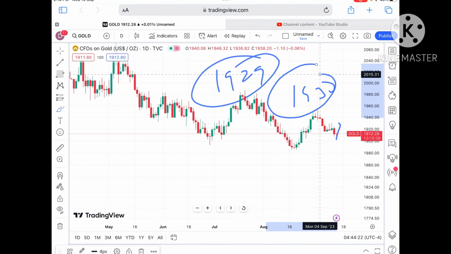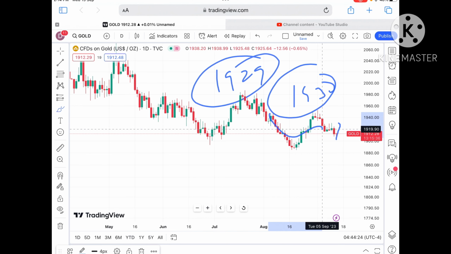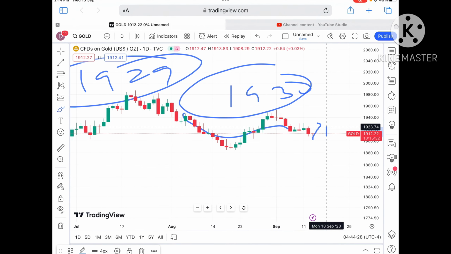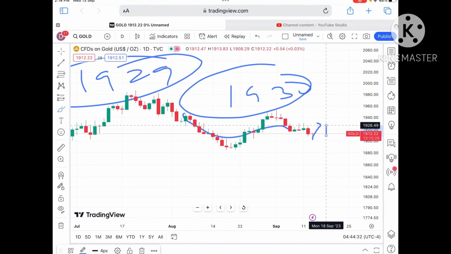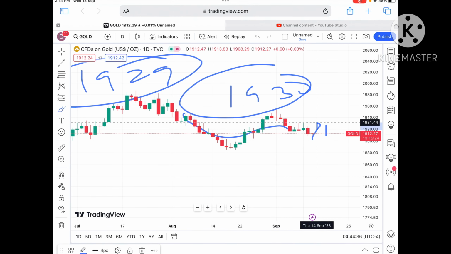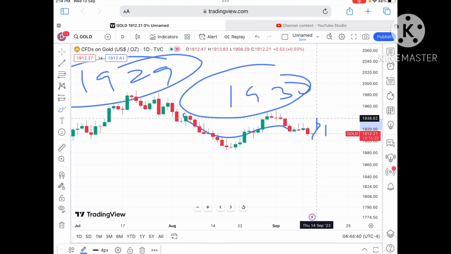Keep that in mind. There is a higher chance that if the price starts sustaining above a level of 1919, a further upside movement we can see, and it will go towards 1925 after crossing a level of 1922. If the price starts sustaining above this level, it will cross a level of $1930, and then it will touch a level of around $1938.